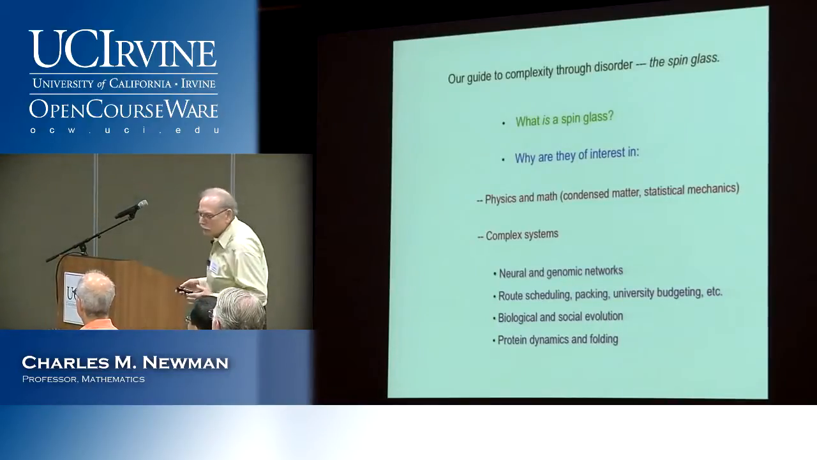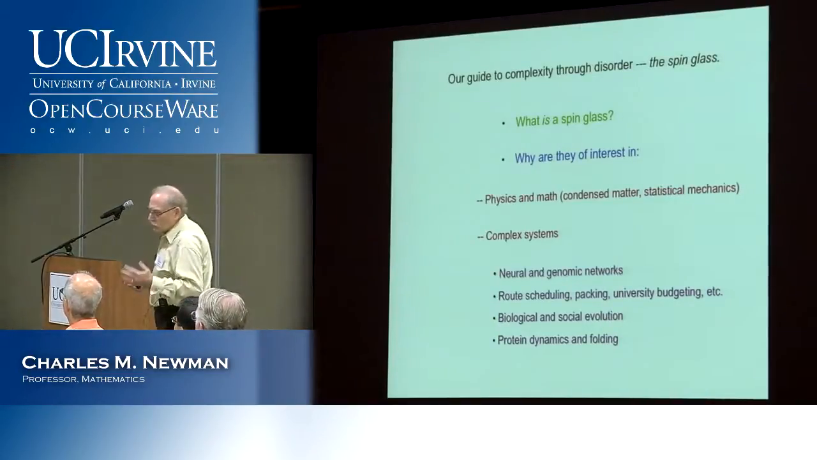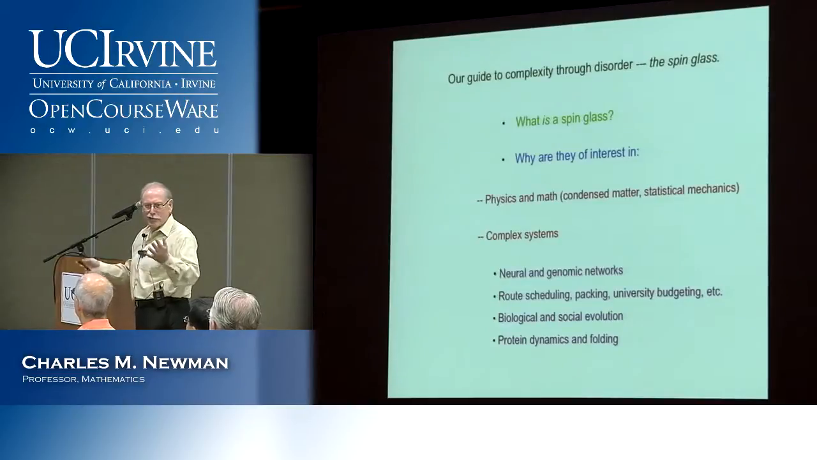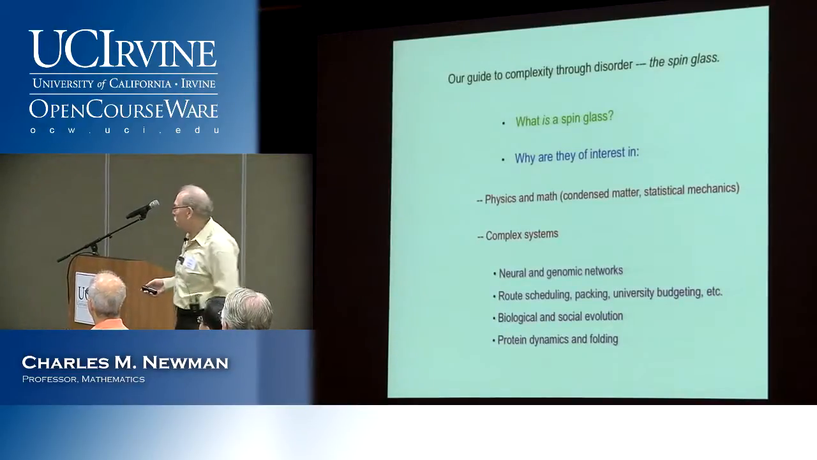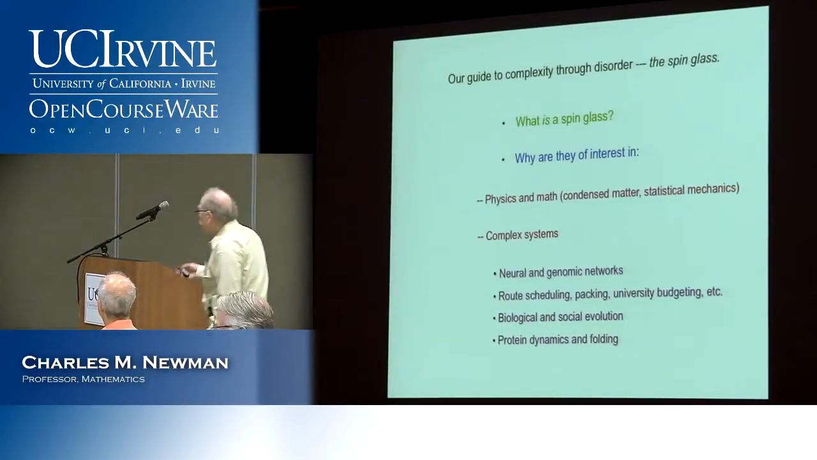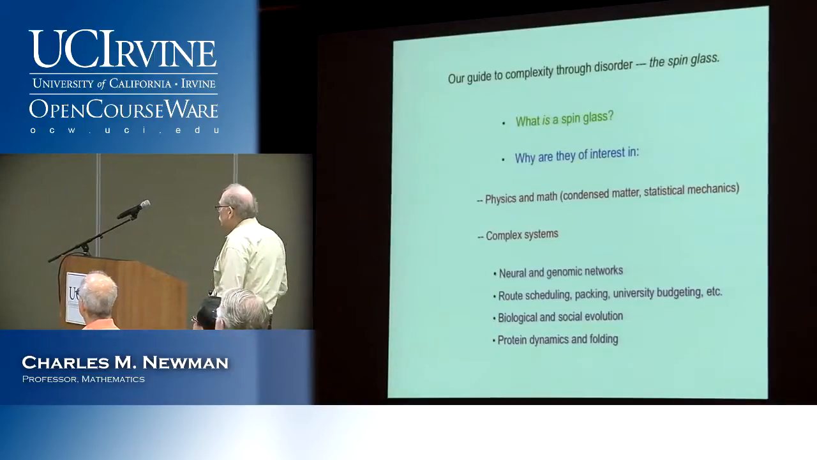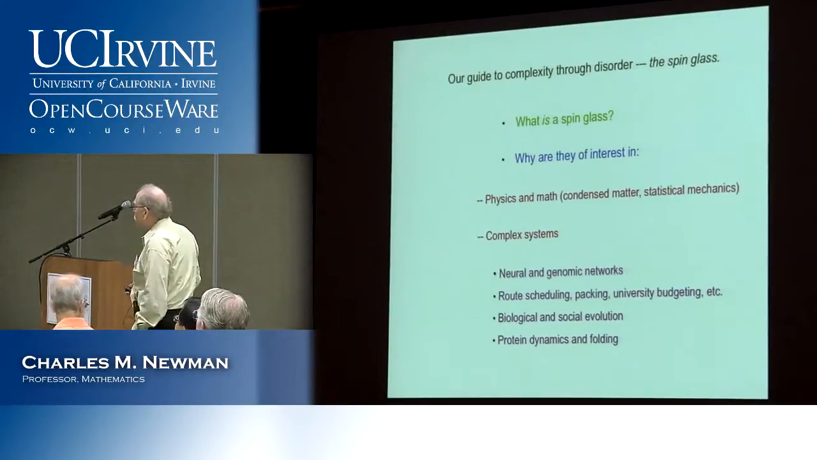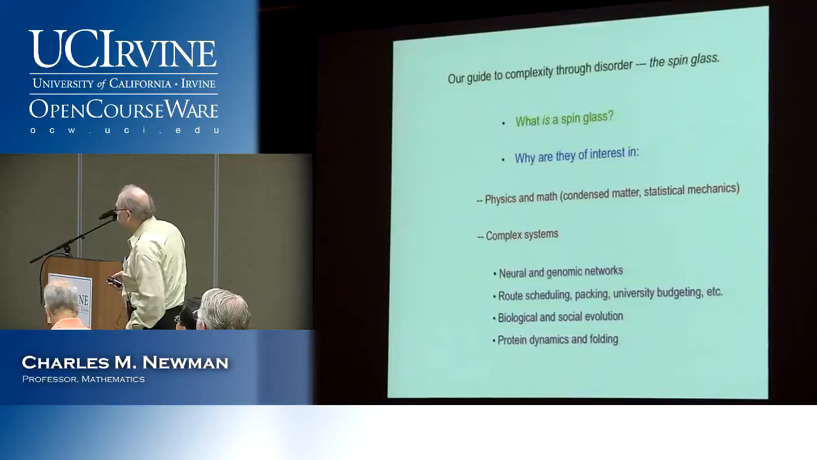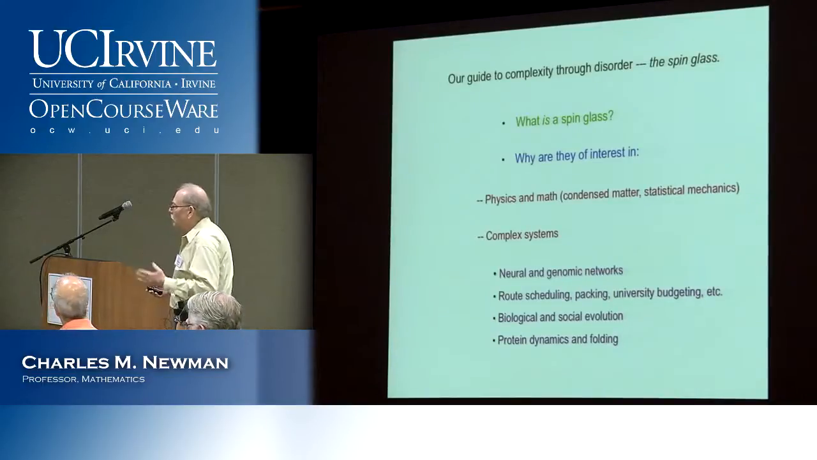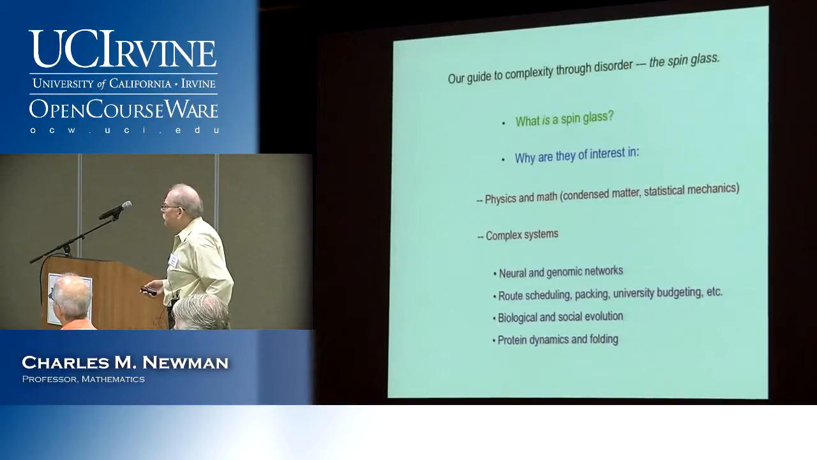Issues that we'll talk about, very technical issues, something called frustration, for example, is something that happens a lot in university budgeting. Biological and social evolution models, even things like dynamics of proteins and folding of proteins. Ideas from spin glasses have been used, are beginning to be used.